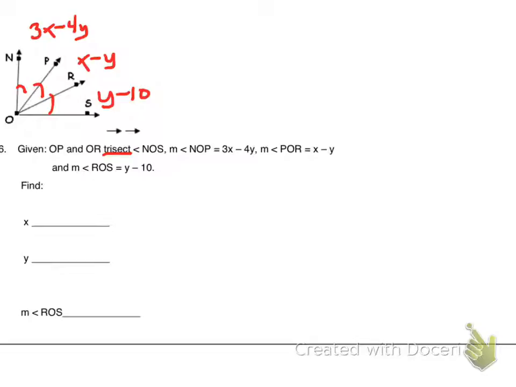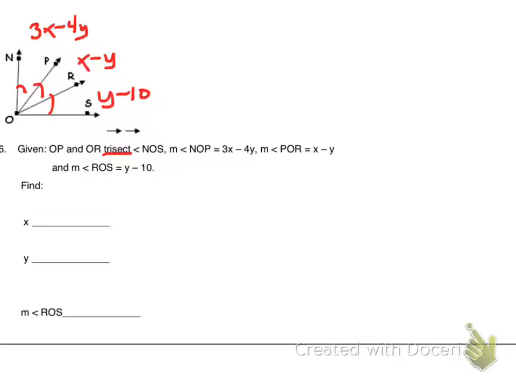Now, a common misconception is that each of these angles is 30, because a lot of people think that angle NOS is a right angle. And remember, it's not a right angle unless there's that little square in the corner, or the problem states that it is a right angle. So please don't go down that road. A lot of people want to go down that road.